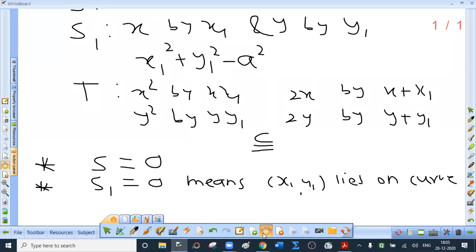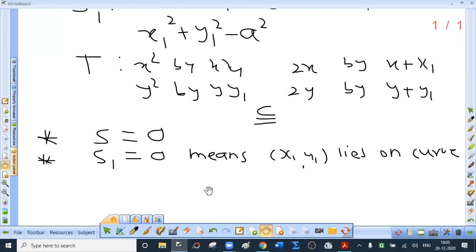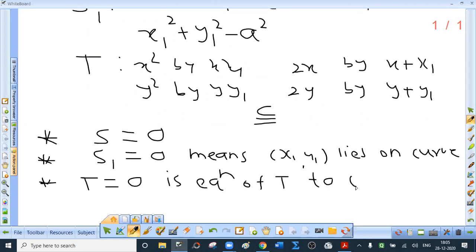The third part is important from the CET point of view. T equal to 0. This is interesting. T equal to 0 is the equation of tangent. That is why T: equation of tangent to the curve at (x1, y1) on the curve.